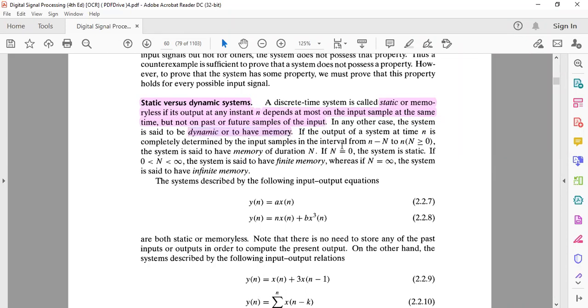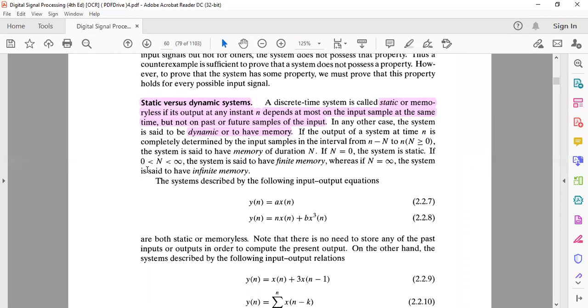So if the output of a system at a time n is completely determined by the input samples in the interval between n minus N to n, the system is said to have memory. It means it can actually remember inputs at past instances. Therefore, it has memory. If N was equal to 0, the system is said to be static, meaning it has no memory. It is memoryless.